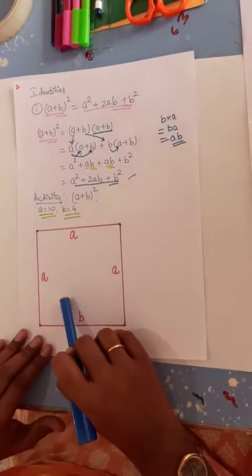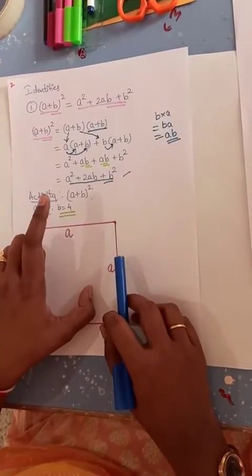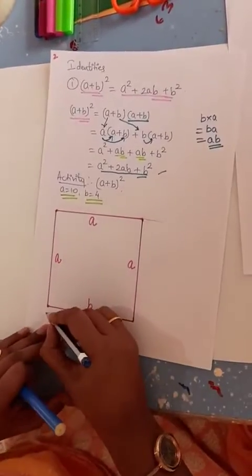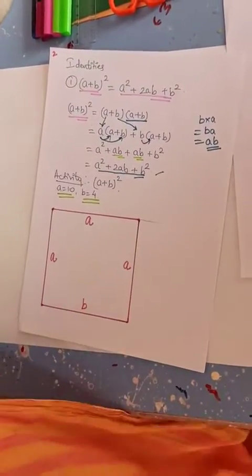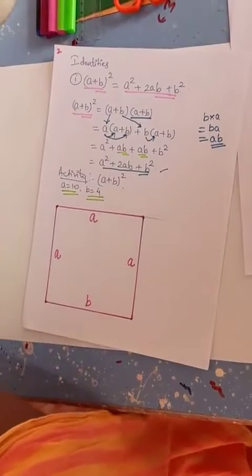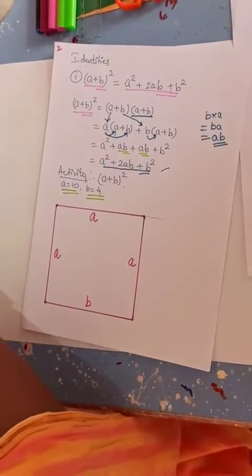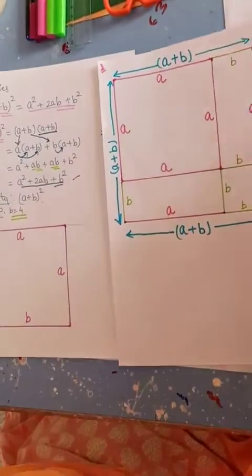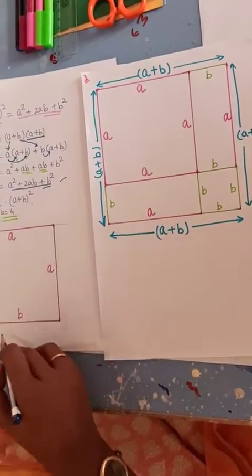Now the next part is taking the value of b as 4, you have to extend this. Here you have to extend 4 centimeters. Here you have to extend 4 centimeters. That again we can do in another figure, and we will see it here. See, this is one diagram. You can see only A.